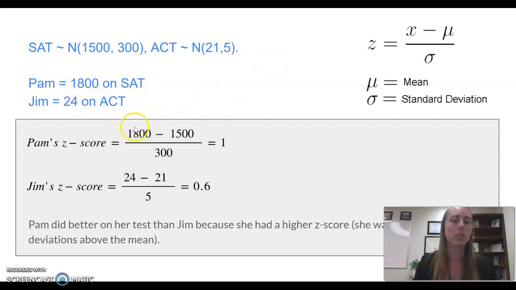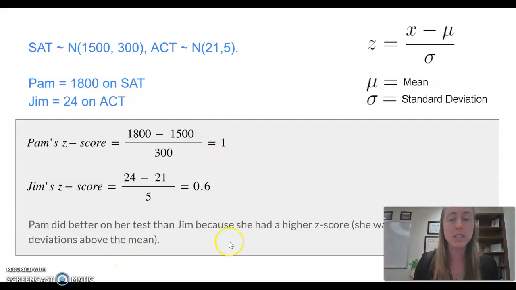Pam's score was an 1800, so we take her score minus the mean and divide by the standard deviation, and we get a score of 1. Pam's z-score is positive 1. Jim's z-score is his score, 24, minus 21, divided by 5, which is equal to 0.6. So Jim has a z-score of 0.6. He scored 0.6 standard deviations above the mean, better than the average. Pam scored 1 standard deviation better than the average.